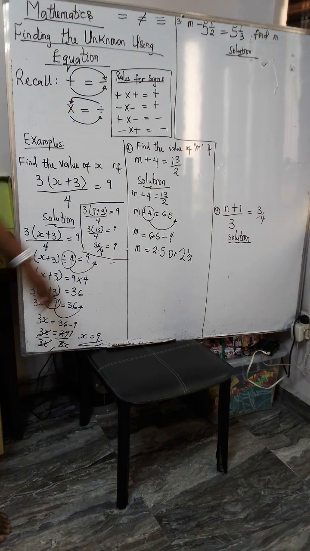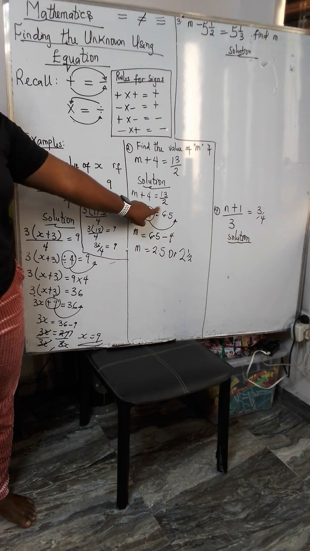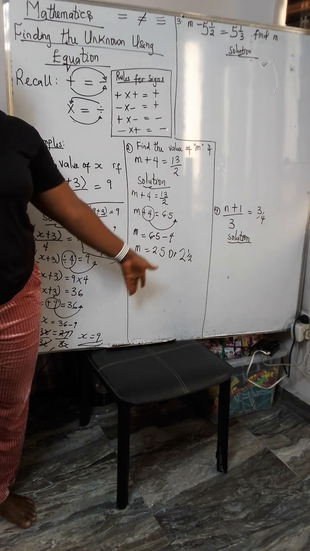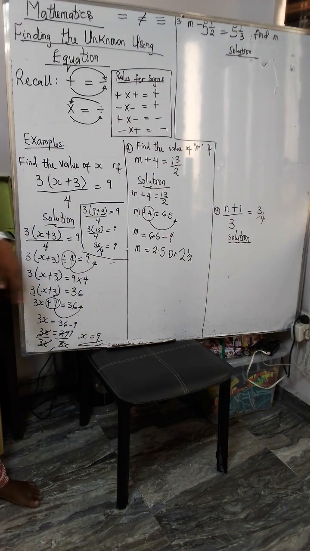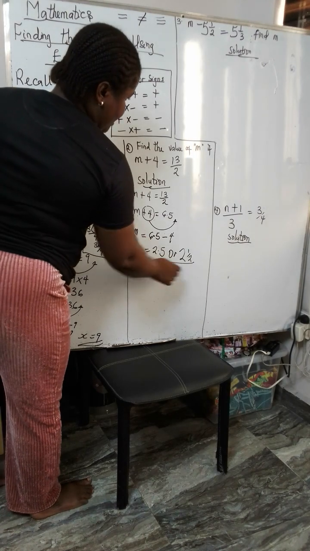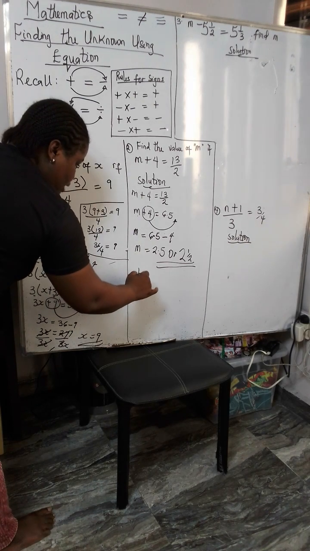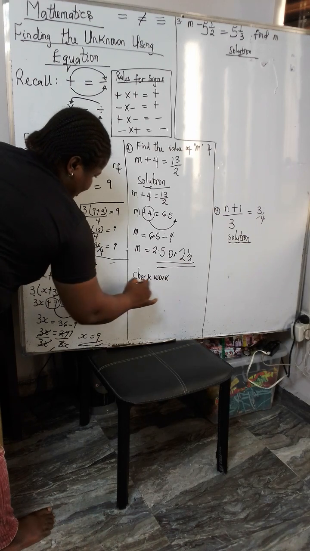Most of us will be wondering how I did this, but for those of us who do not understand how I did 13 divided by 2 to be 6.5, keep following because an explanation will be given on how I arrived at this. But I am saying that the value of n here is 2.5, and I want to test it. I want to check my work. Check work. Very important.